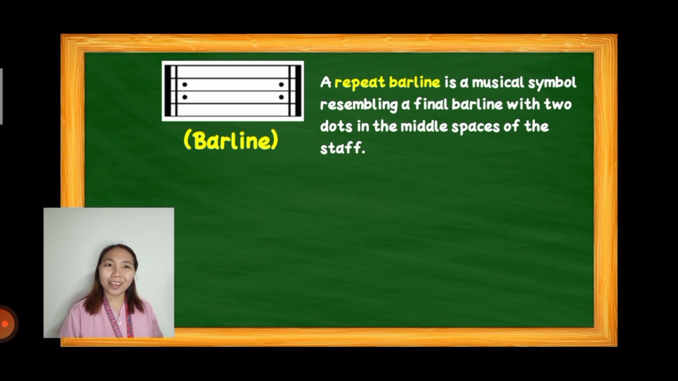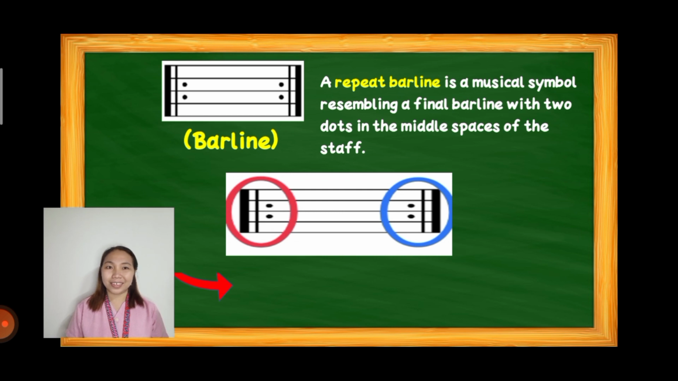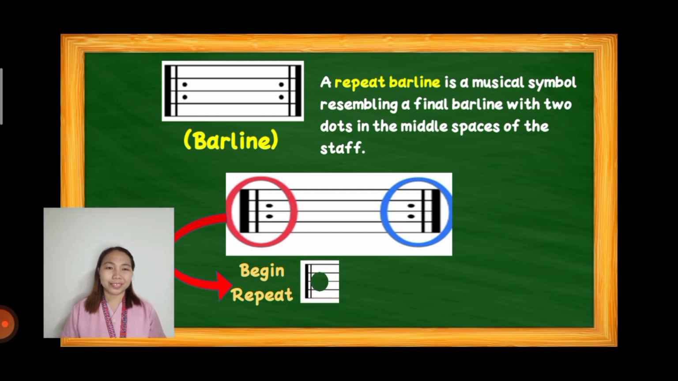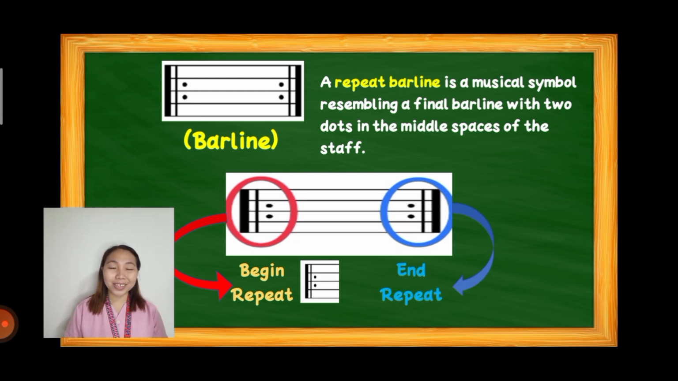A repeat bar line is a musical symbol resembling a final bar line with two dots in the middle spaces of the staff. Here is an example. The red one is what we call the begin repeat. Kinaunhan na siya. And the other one is what we call the end repeat. Katapusan.